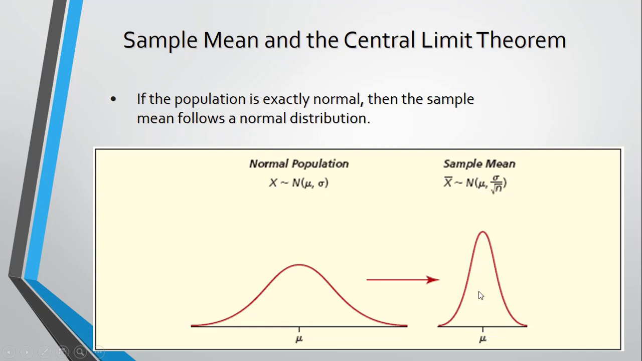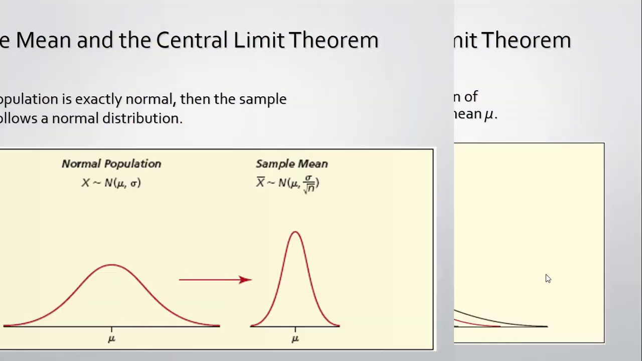Hopefully that's the case, right? We find the mu to be the same as the normal population, and then the standard deviation is sigma over the square root of n. So that makes the sigma smaller. Therefore, the curve is narrower, skinnier, and taller. So that's what the central limit theorem is telling us.